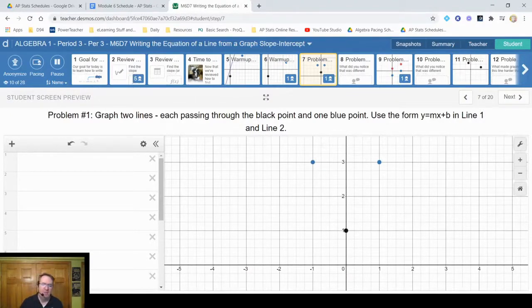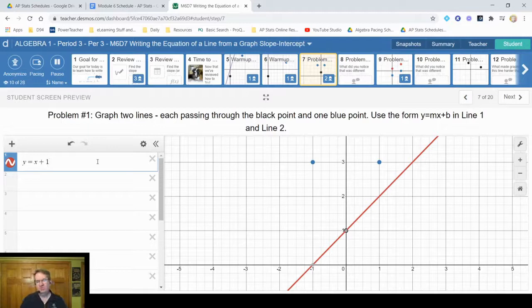So we want to graph 2 lines. Okay, one that goes to the black point and one goes to the blue point. Now notice here, again, remember what I said. Okay, I've got a positive slope, so I'm going to make that x, and then I need to go through this black point. That black point is at 1, so I'm going to say plus 1. Ta-da! And obviously, if you're watching this not live and you're doing this on video on YouTube, just go ahead and pause where you need to, rewind where you need to.